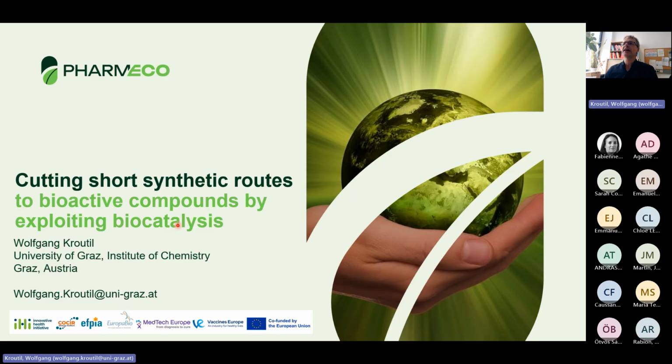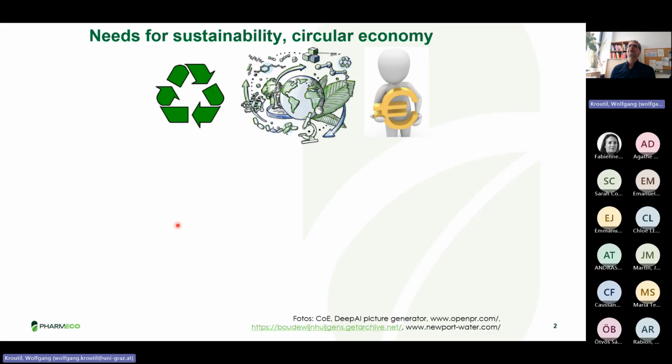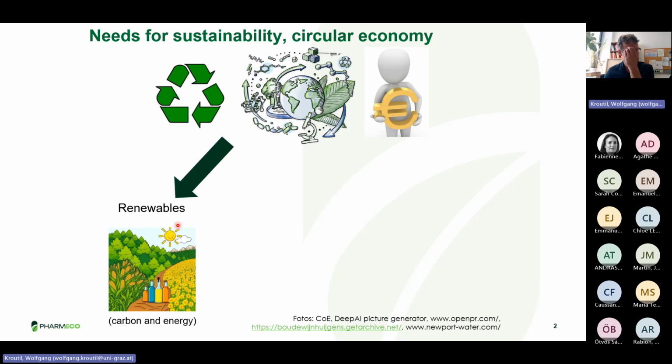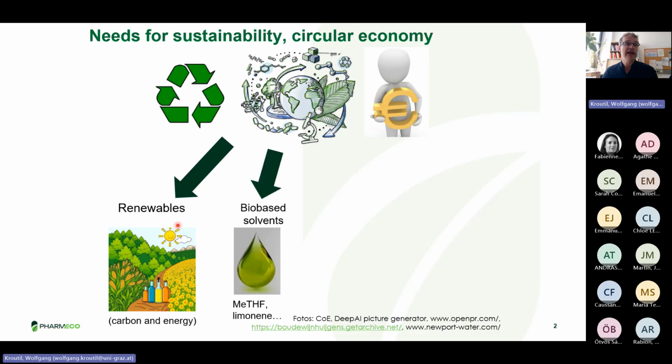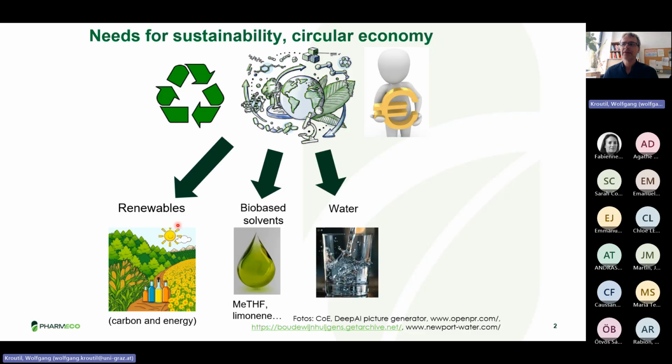Well, just to start and give you some ideas, if we speak about sustainability and circular economy, what do we need for that? We need a new additional source for the carbons, the renewables. But when we do the processes, we may use a bio-based solvent if we need a solvent. Or maybe if we can avoid the solvent, even better. But if we need a solvent, maybe we could use water instead.